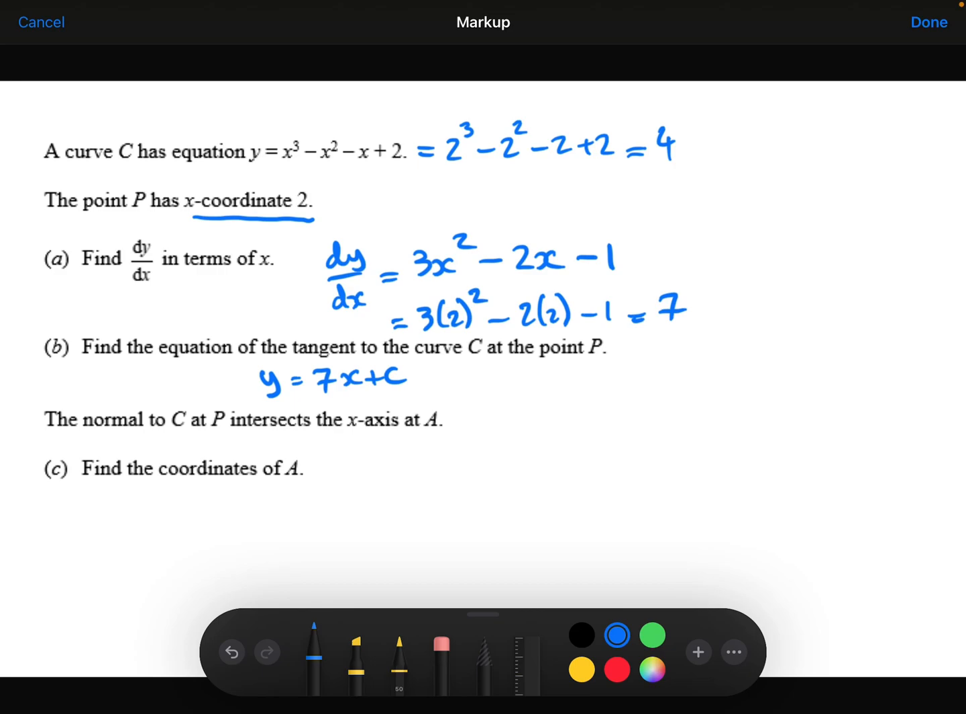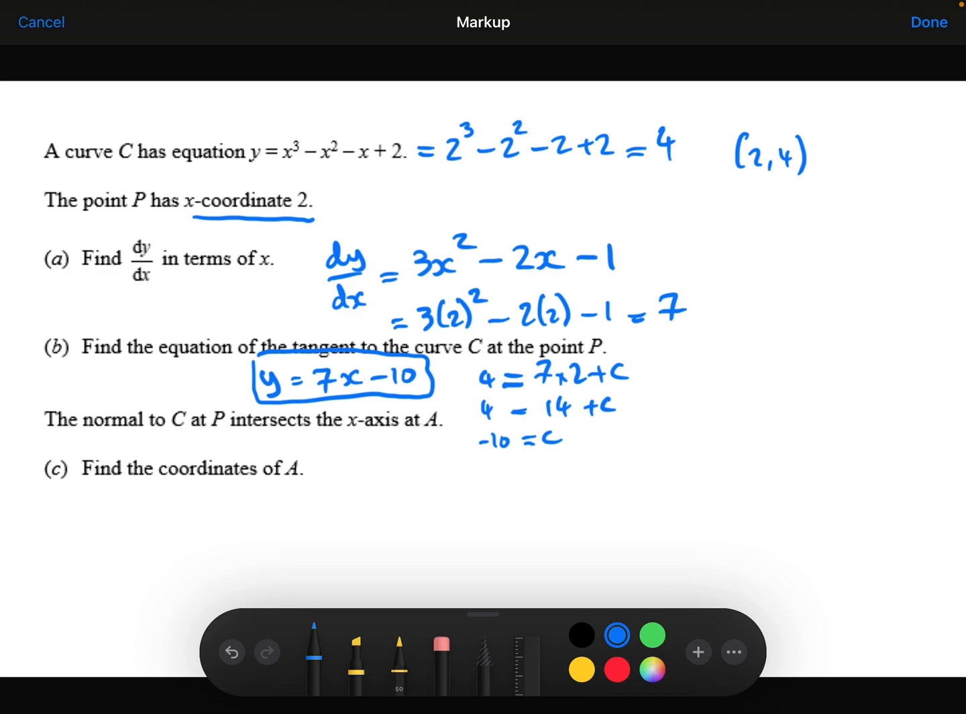So if we substitute that in here, 4 equals 7 times 2 plus c. So c is minus 10. So the equation of the tangent at point P is y equals 7x minus 10.